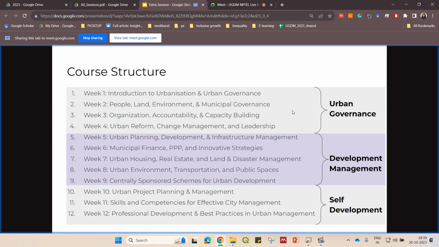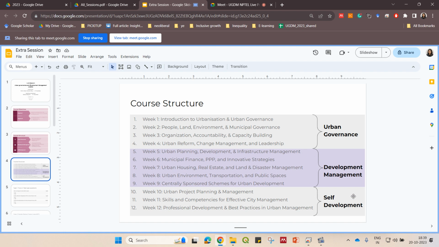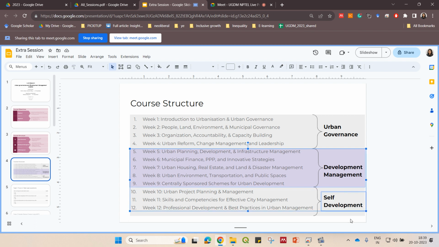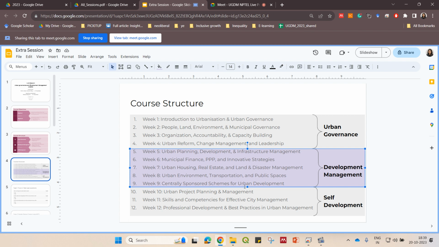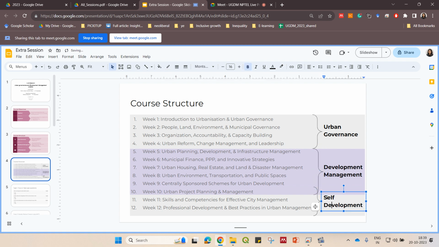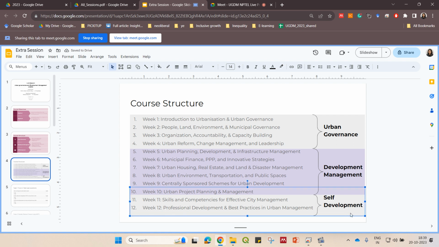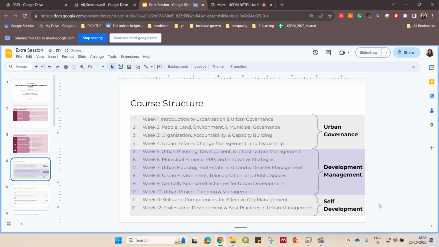I think I have made a mistake here, so I'll just correct that quickly. So I think the development management section would be till week 10 and not till week 9, and the self development section is for week 11 and week 12.